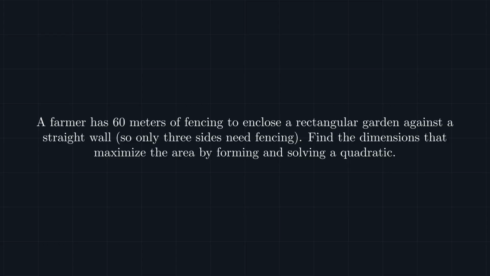A farmer has 60 meters of fencing to enclose a rectangular garden against a straight wall (so only 3 sides need fencing). Find the dimensions that maximize the area by forming and solving a quadratic.